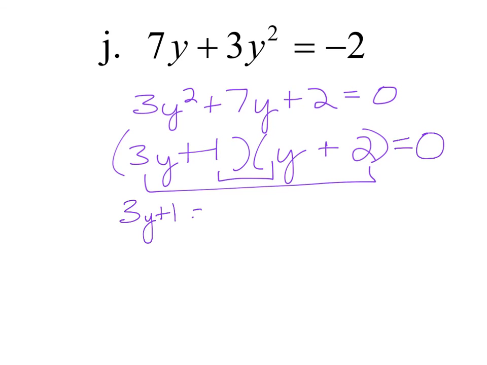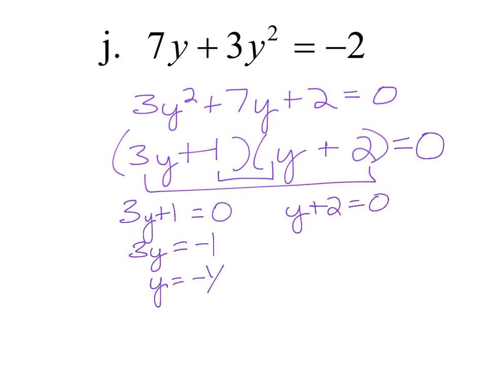3y plus 1 equals 0. Y plus 2 equals 0. 3y, subtract 1 from both sides. Now I have to divide by 3. Here I just subtract 2. So my final answer is y equals -2 or -1/3.